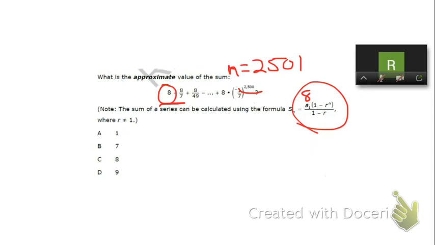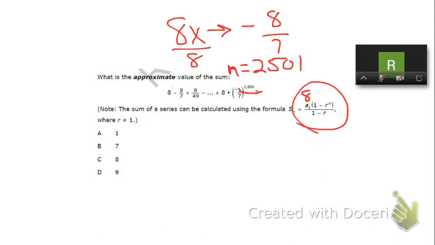And your R, what are you multiplying each time? So first, all you got to do is look at the first term to the second term. So we went from 8 to negative 8 over 7. What'd you multiply 8 by? So what times 8 gives you negative 8 over 7? Well, if you divide by 8, multiply by the reciprocal, negative 1 over 7 is your R. There you go. So plug in your numbers, your initial value, your R, your N, and get your answer.